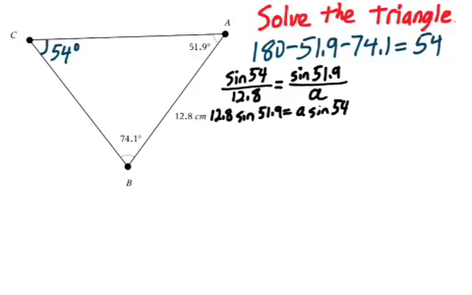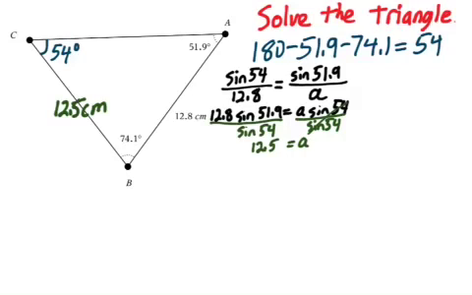We'll divide both sides by the sine 54. On the right side it's going to cancel. And on the left side, type that in the calculator, and we got 12.5. So I know the side over there is going to be 12.5 centimeters. Alright, so good. We found one angle, we found one side. All we're missing is one more side.